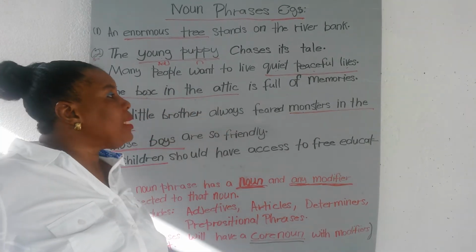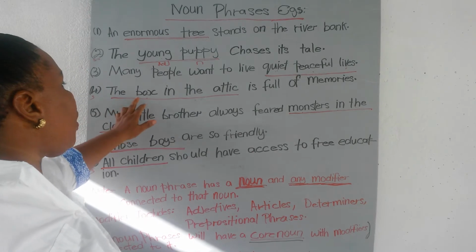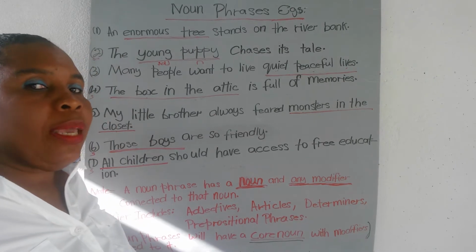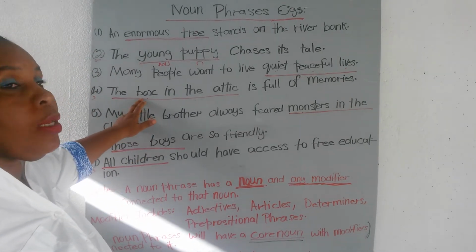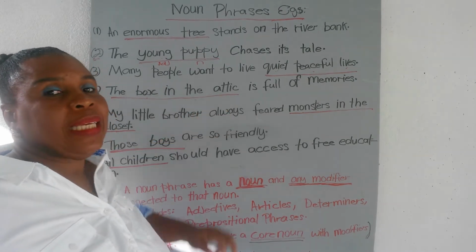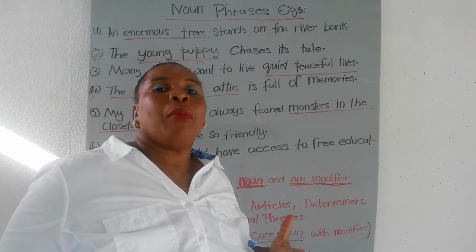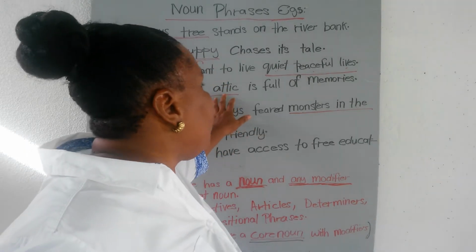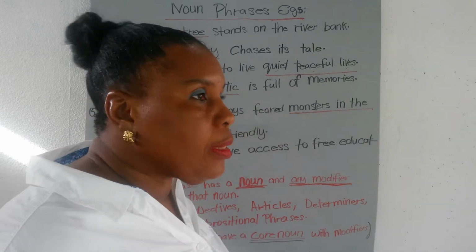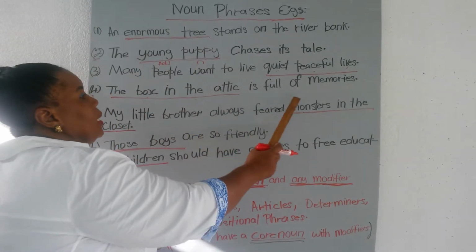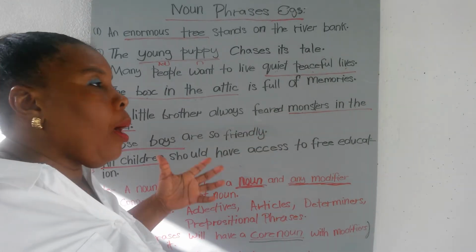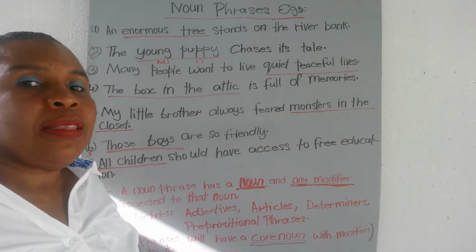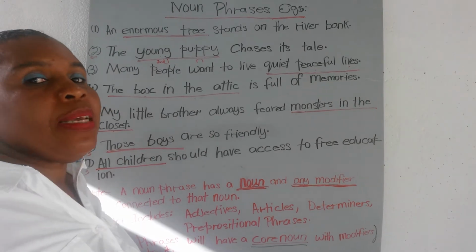The box in the attic is full of memories. The box plus the place, which is the attic, would give you the noun phrase. The box is the subject and the attic is the place, and the modifier for the place would be what? The prepositional phrase. All right, that would be a part of the formula. So the attic is the prepositional phrase, the box is the noun, and the word the is the article.